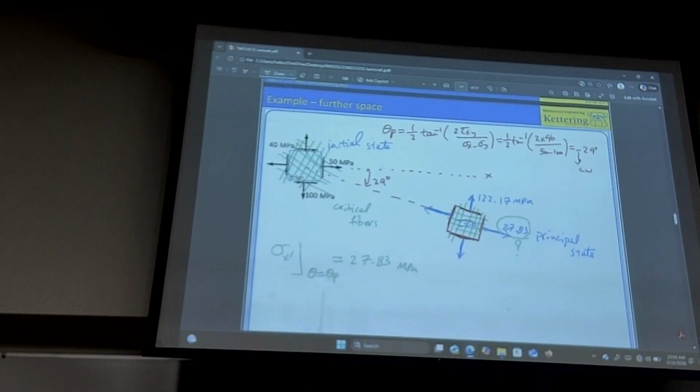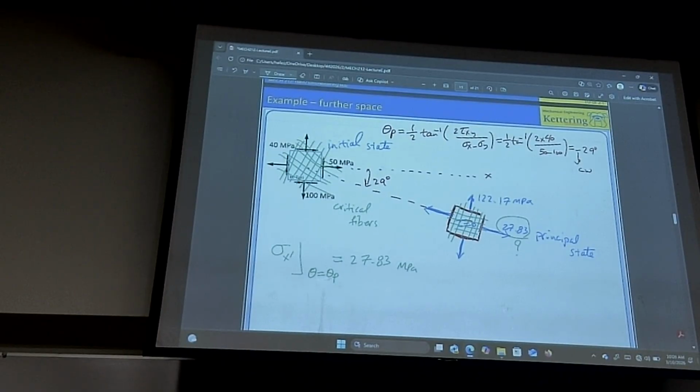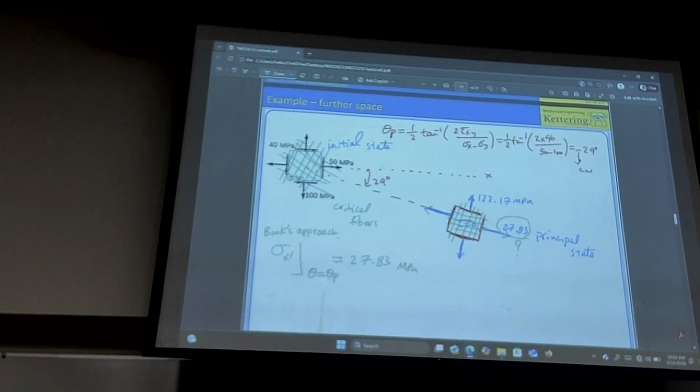What would you have for tangent there? That's the big equation for sigma x prime. We use that for that. That's 27. That's 27.